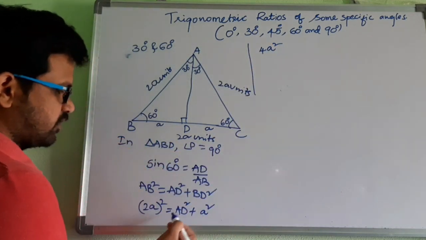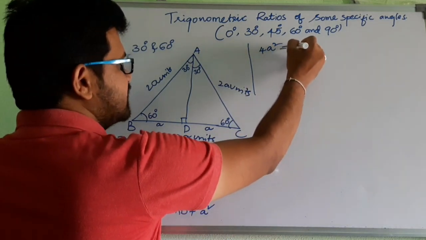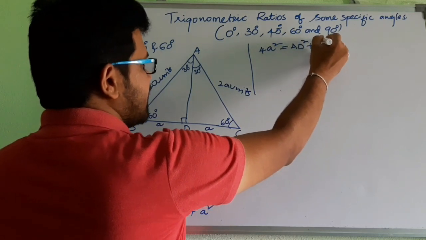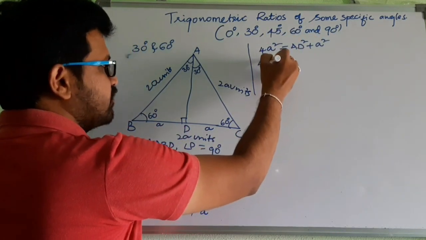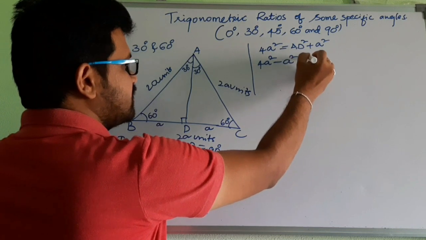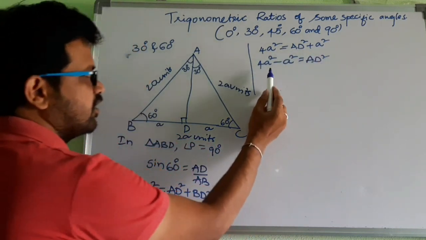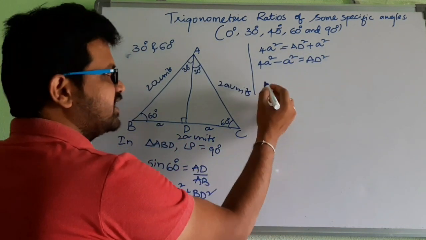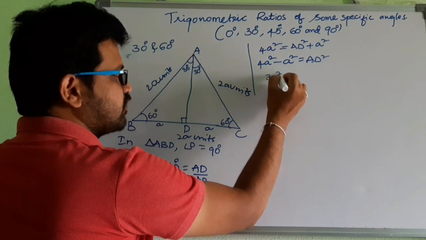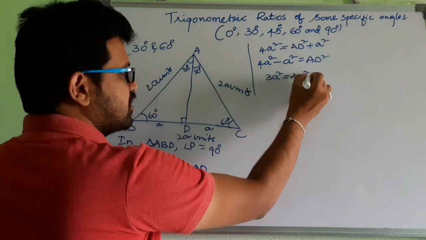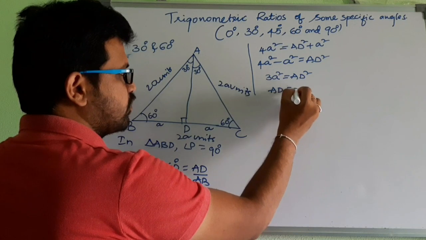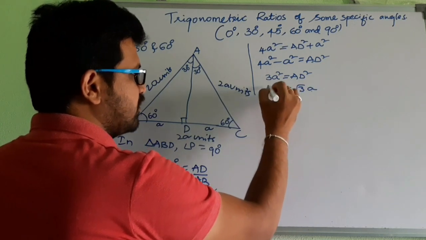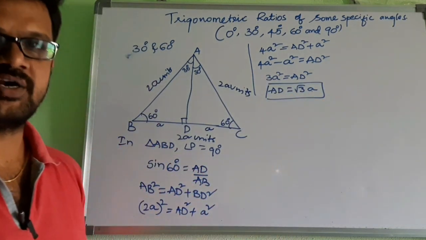So 4a square is equal to AD square plus a square. A square transposes here: 4a square minus a square is equal to AD square. That is 3a square is equal to AD square. So AD is equal to root 3 a. We got the value of AD.